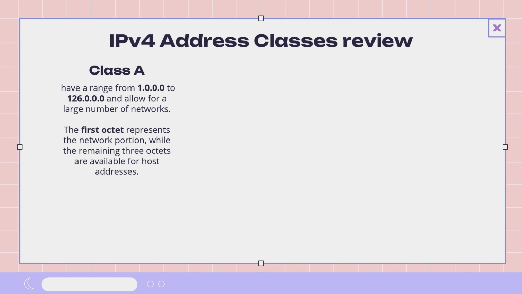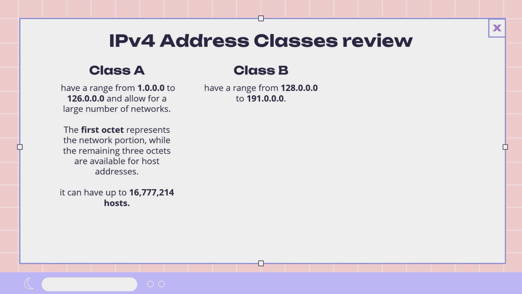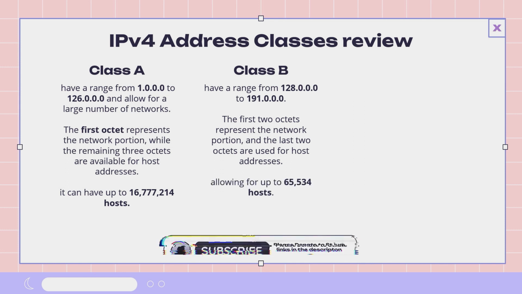For example, 10.0.0.0 is a Class A network address, and it can have up to 16,777,214 hosts. Class B addresses have a range from 128.0.0.0 to 191.0.0.0. The first 2 octets represent the network portion, and the last 2 octets are used for host addresses. For instance, 172.16.0.0 is a Class B network address, allowing for up to 65,534 hosts.